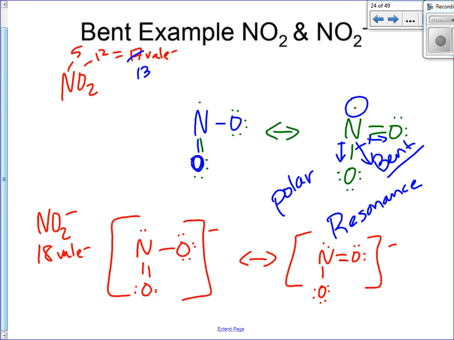Draw the double bond on the other one? What? Why wouldn't you just draw the double bond on the other one and get rid of the 2 on the nitrogen? Because it doesn't form that way. Okay.